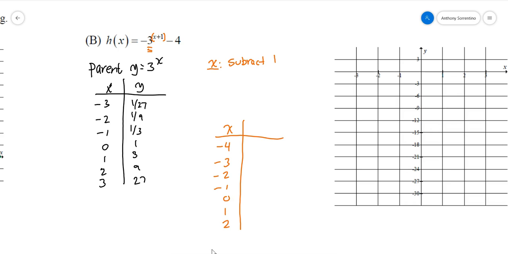The y's, I see a multiplication of -1, I see a subtraction of 4. I do both those operations, I follow the order of operations. So I'm going to multiply by -1 and then subtract 4.